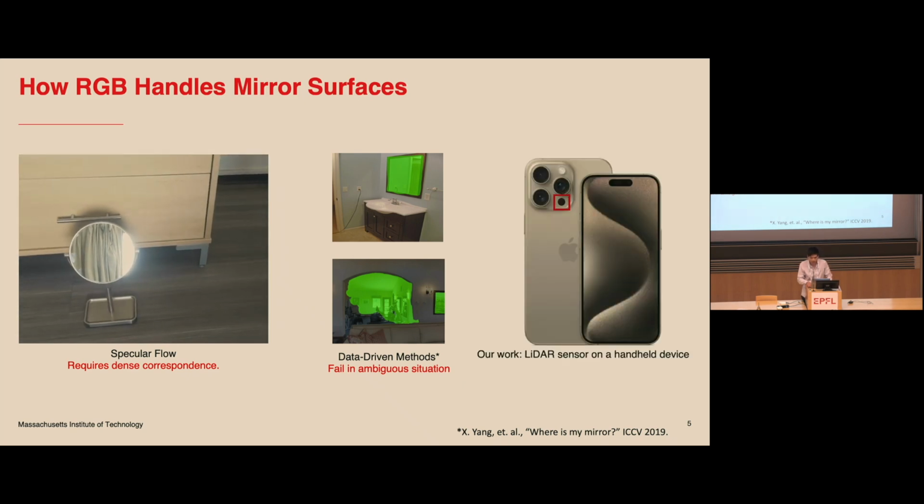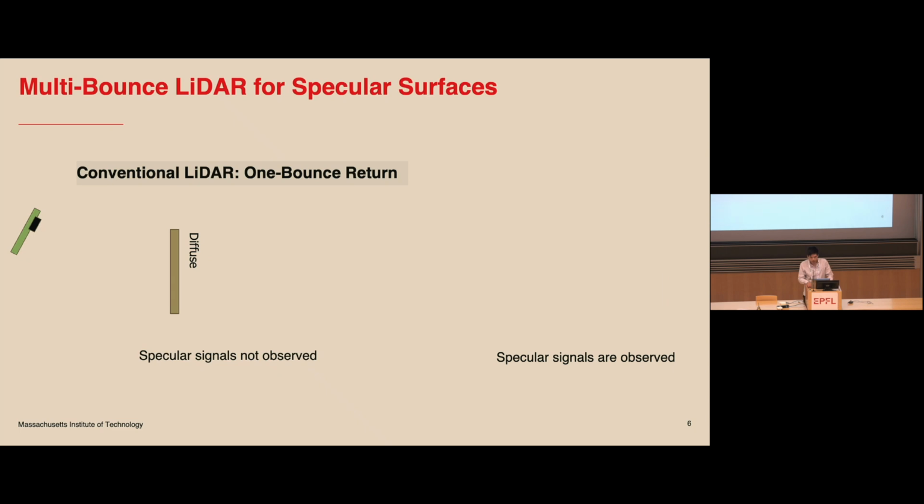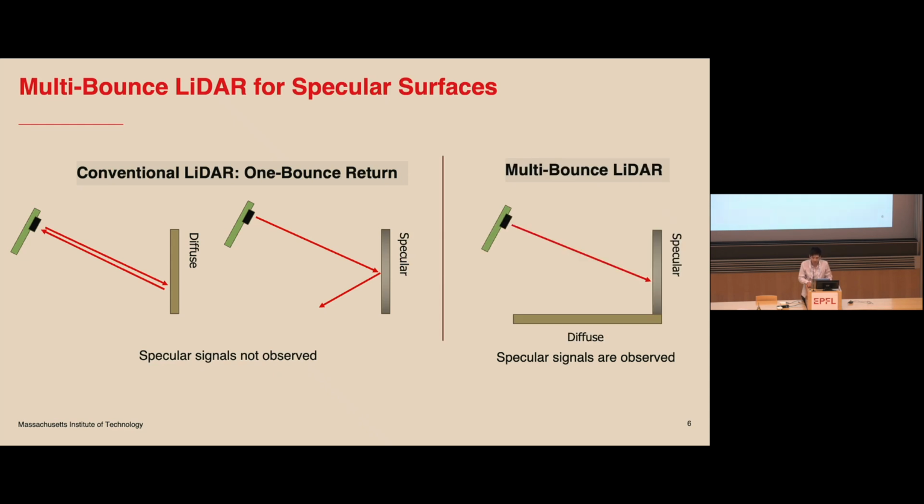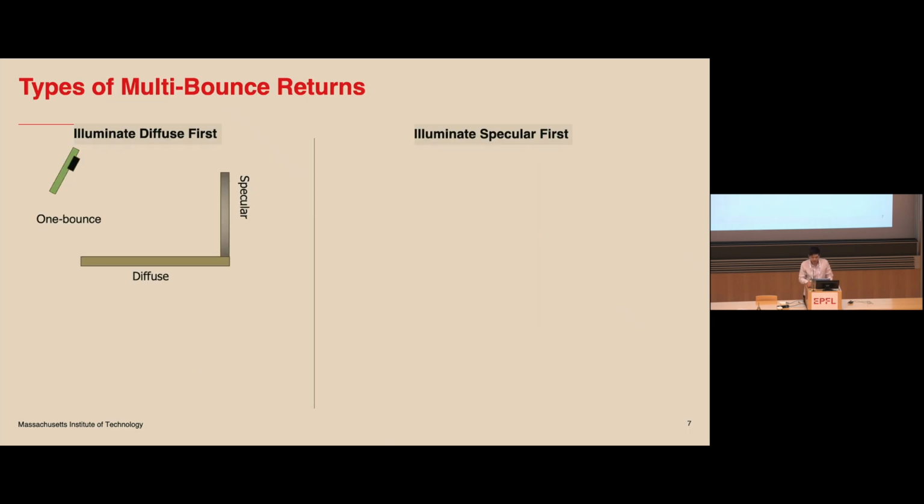But in our work, we leverage a flash LiDAR on a handheld device to detect specular surfaces. For conventional LiDAR, because it only measures time of flight from a single direction, this works for diffuse surfaces where the light would bounce back directly. But for specular surfaces, the light will bounce off into another direction. And so it's actually very important to model the multi-bounce for modeling the specular surface. In this work, we will model 1, 2, or 3 bounce returns.